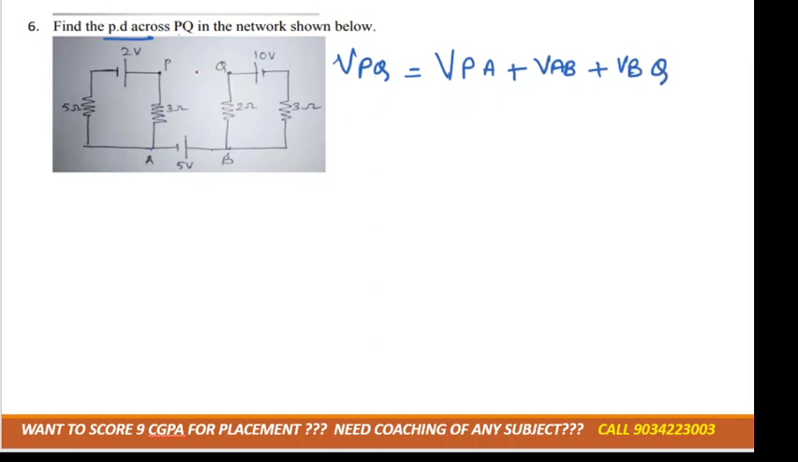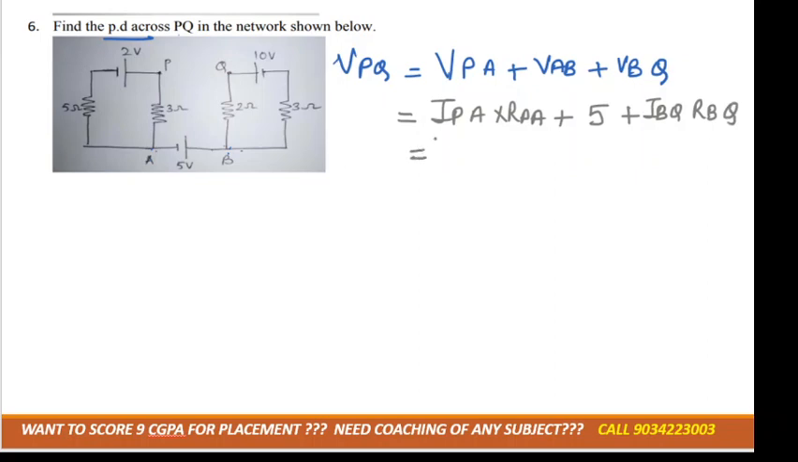As you can see that there is no direct connection between P to Q, so we have to follow this path, or you can follow the long path, but there is no use, right? So VPA is how much? That is IPA multiplied by RPA. VAB we will write down as it is because they have mentioned voltage, that is 5. VBQ is how much? Again IBQ into RBQ.